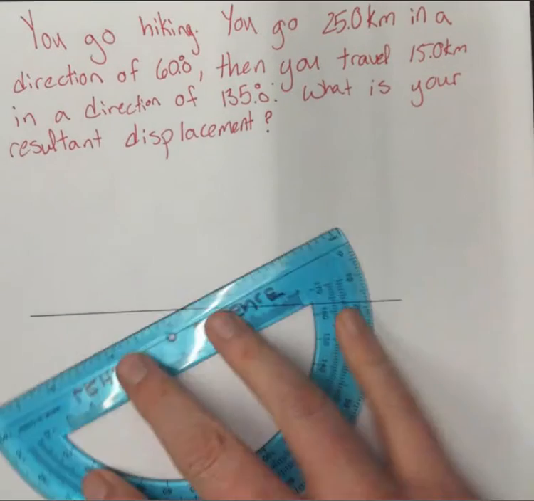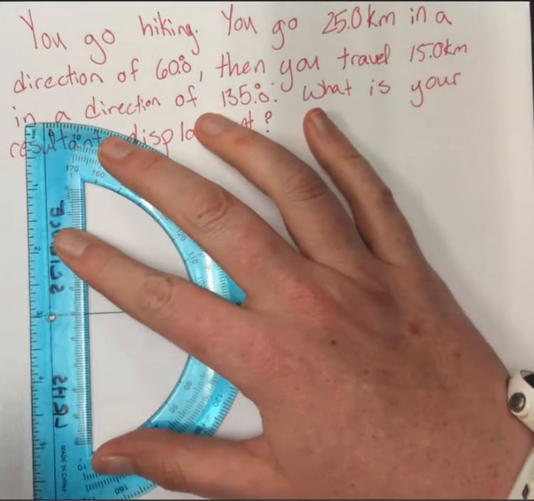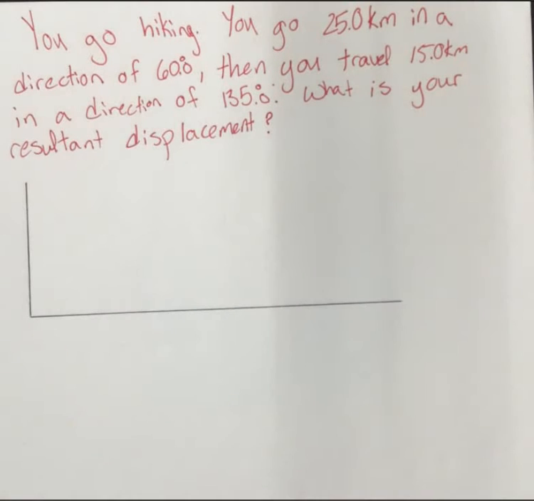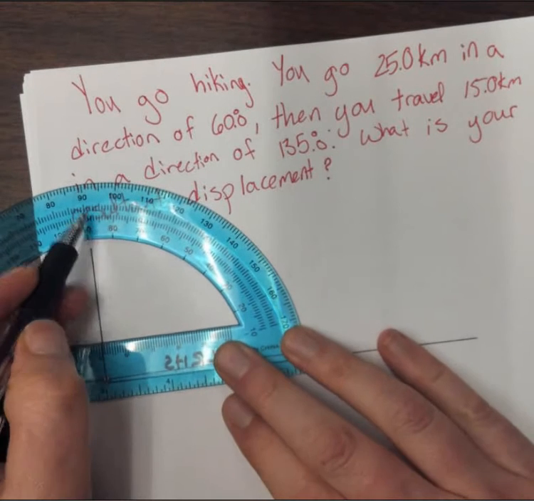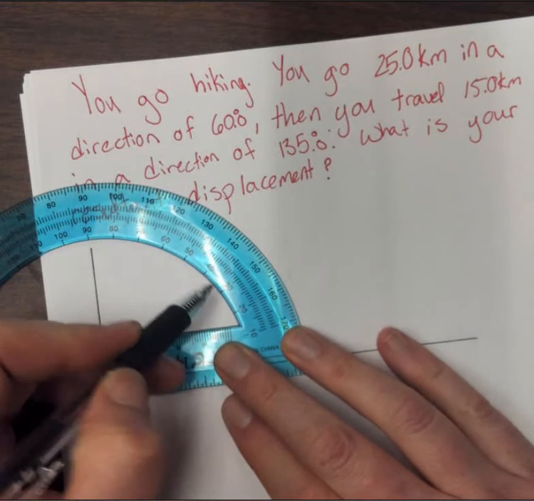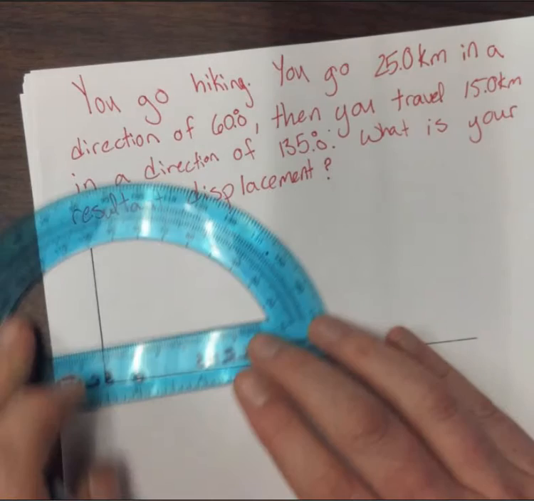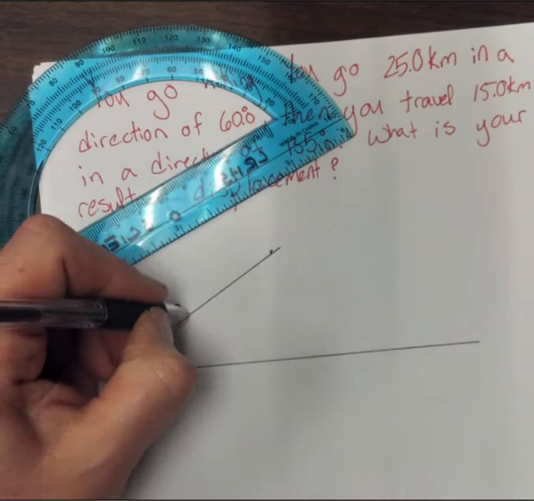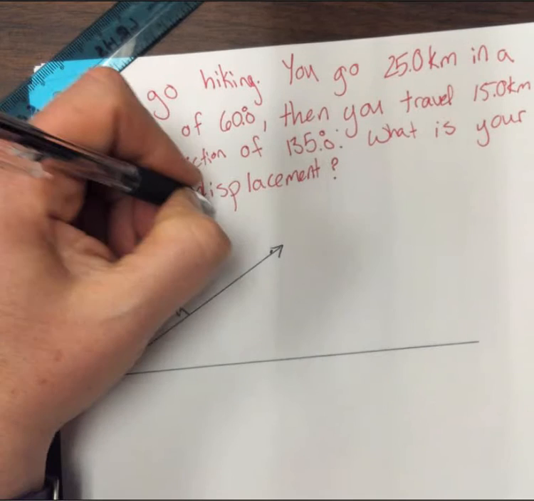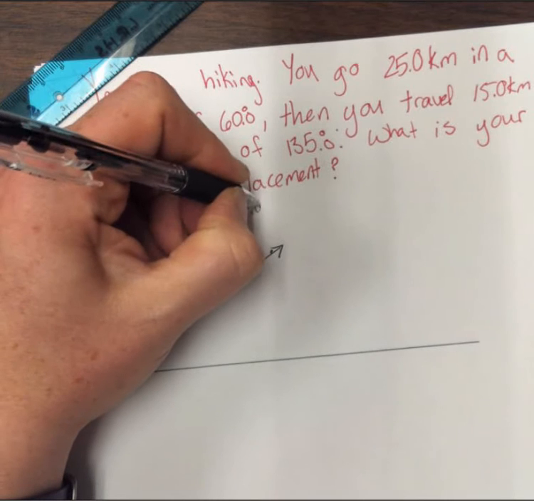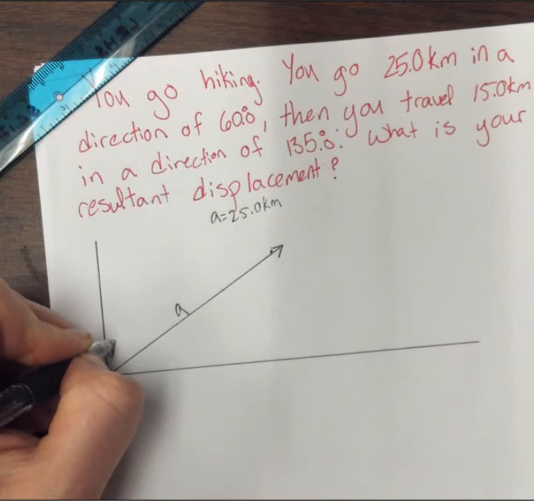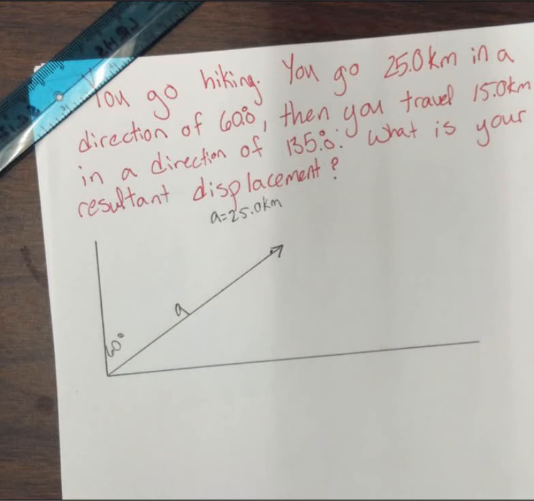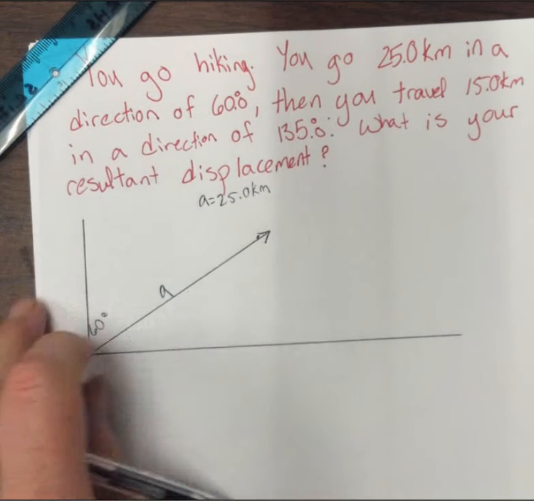So we create our axis system. And at first you travel 60 degrees. So that means we need our value to be 60 degrees. And we'll call that value A, and we'll say that A equals 25.0 kilometers, and that was at 60 degrees. And then we traveled 15 kilometers in a direction of 135 degrees.